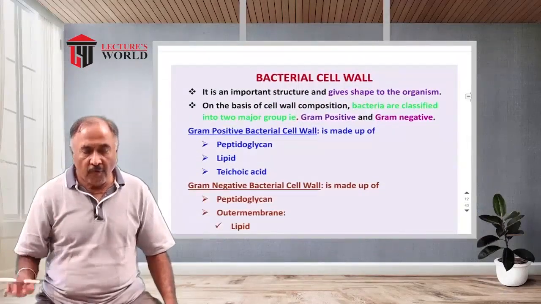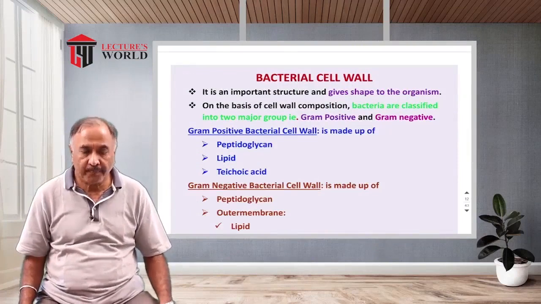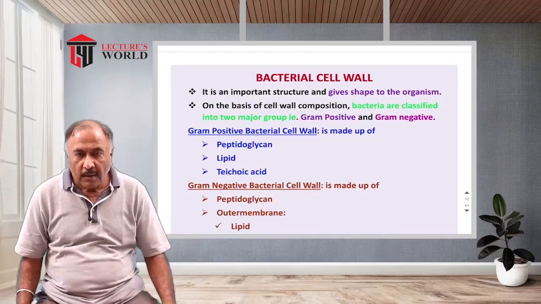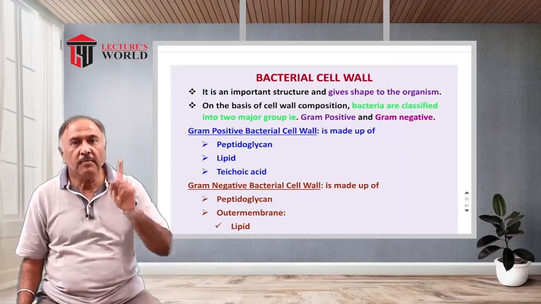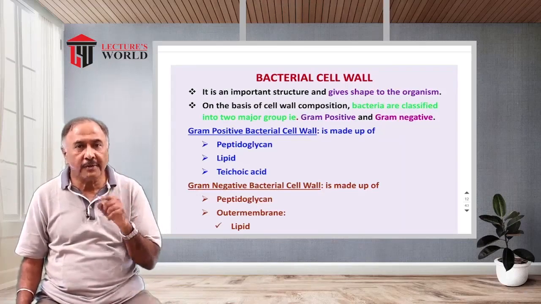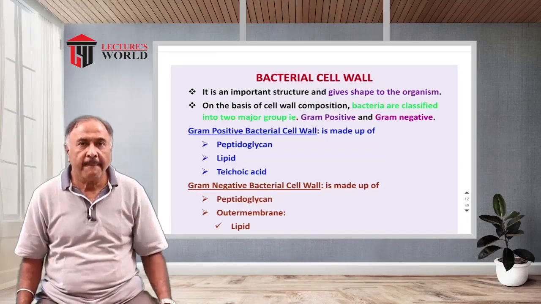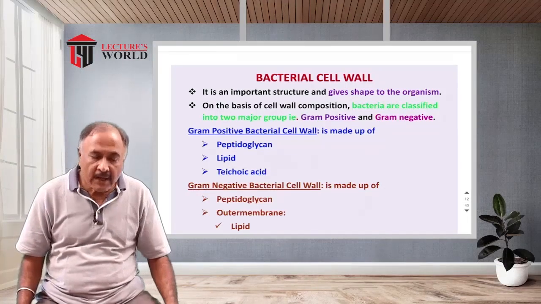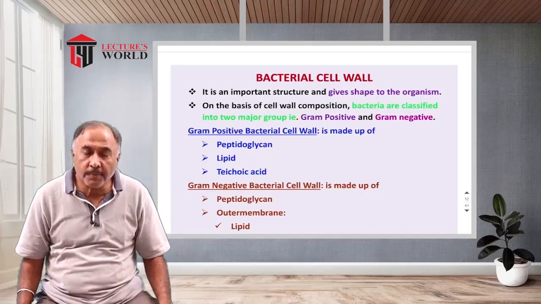Now comes a very important structure, that is the bacterial cell wall. This structure has one most important function: it gives shape to the organism. The shape of the cell is determined by the cell wall and its composition.